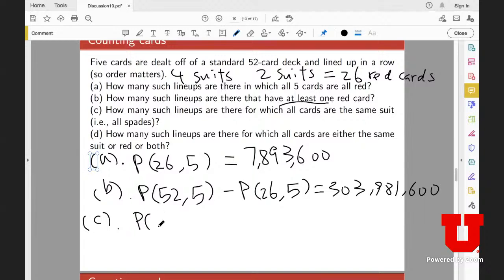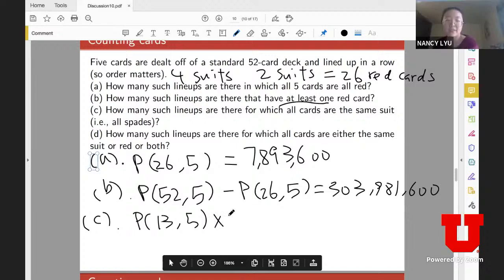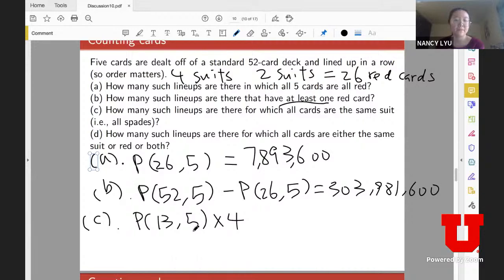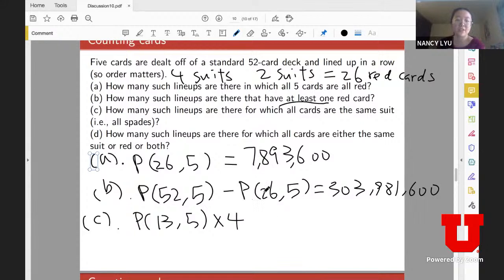And then for each suit, it would be that as well. Yeah, exactly. So we just times 4. So 13 is the number of cards in one suit, and 5 is how many cards you want to choose from them. And you times 4. That gives you the total number of lineups where all cards are the same suit.